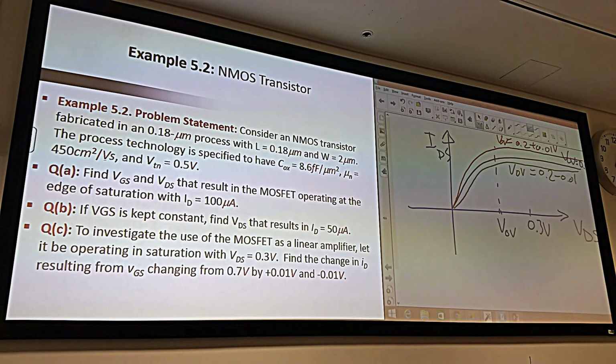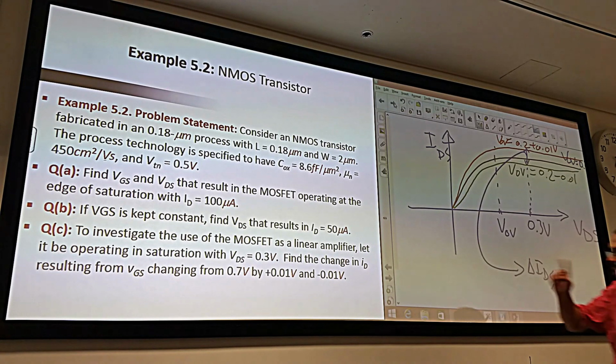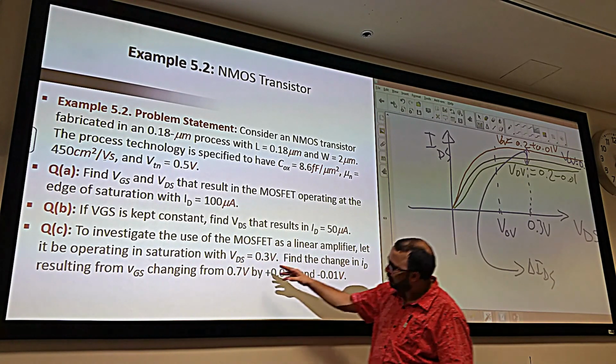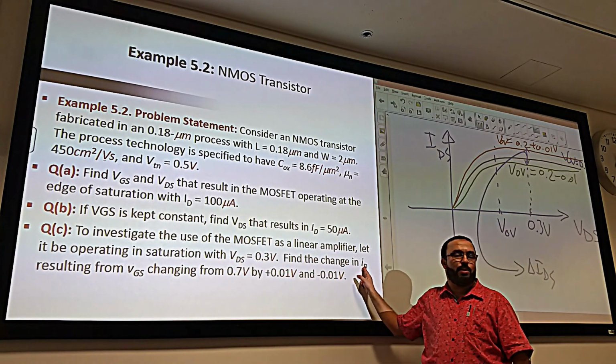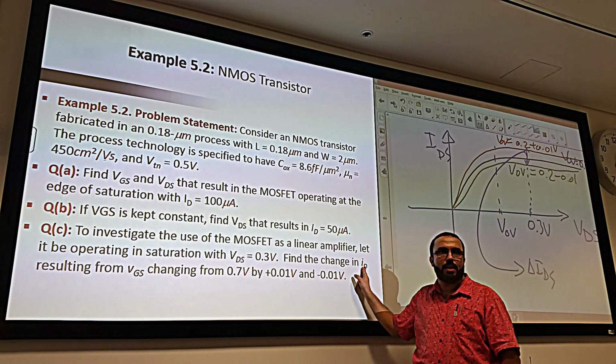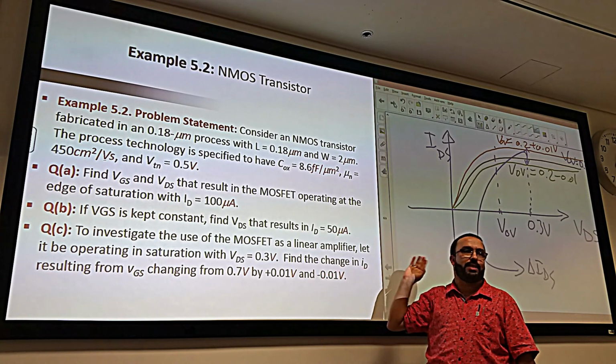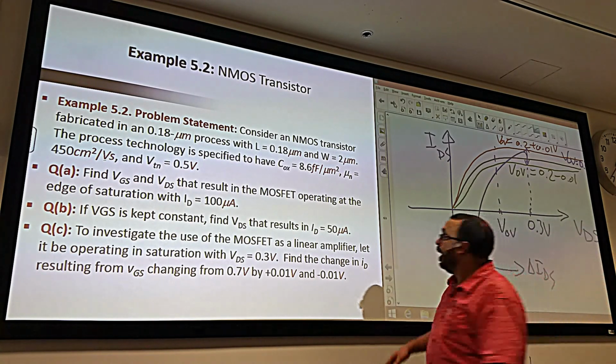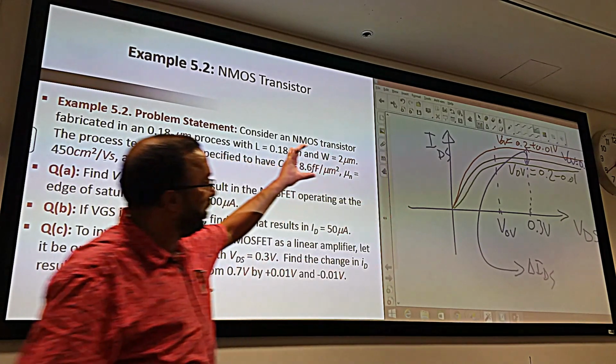So here the question is asking us what is this difference of voltage, and that difference is delta I. That's the question that is asking us. So to investigate, find the change in ID. That's the question. You understand? Find the change. If there is a change, there is a delta automatically. Yes or no? Clear? And that's the delta we are referring to, that distance between the two.